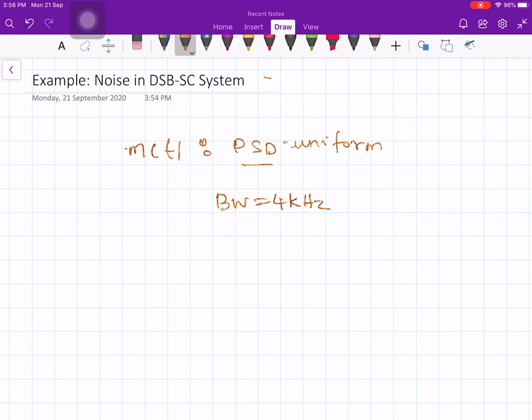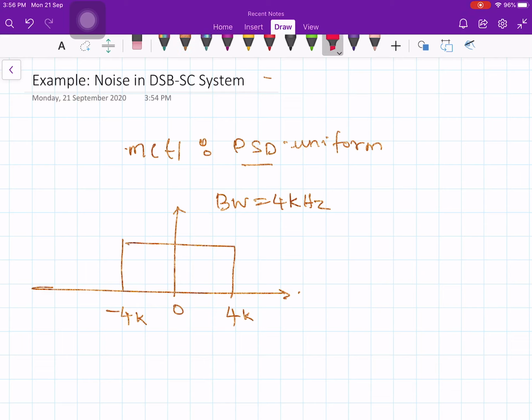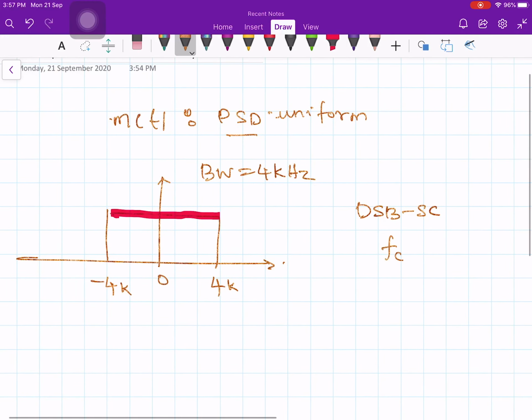So uniform power spectral density, this uniform distribution from 0 to 4 kilohertz, this is frequency and this is minus 4 kilohertz. That is, the power spectral density function is flat, extending from minus 4 to plus 4. That's what it means. Now let us consider a DSB-SC system, double sideband suppressed carrier, with carrier frequency Fc equal to 500 kilohertz.